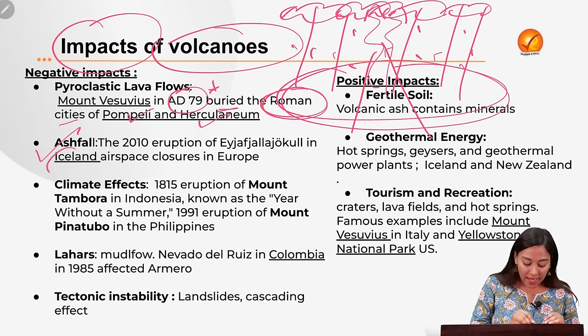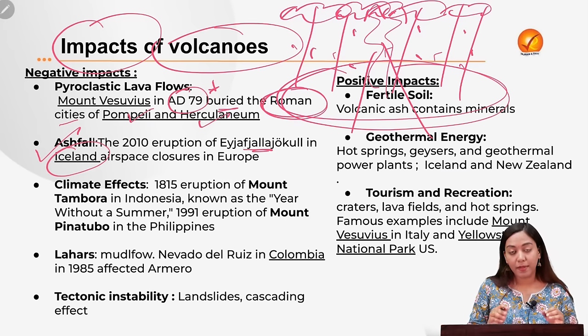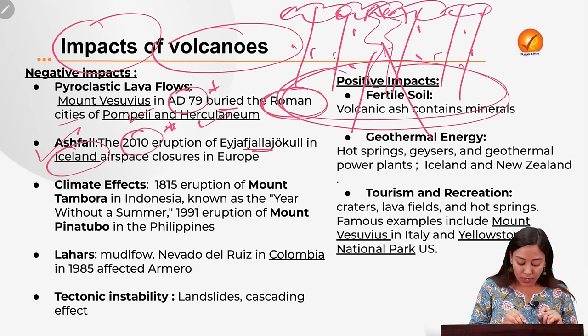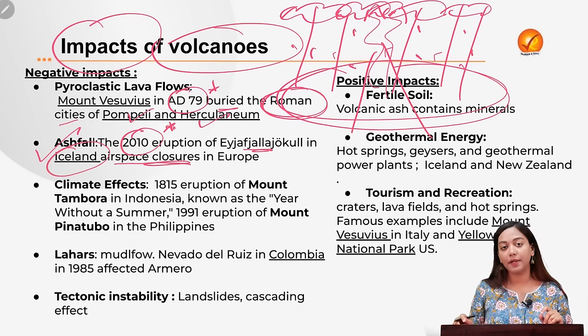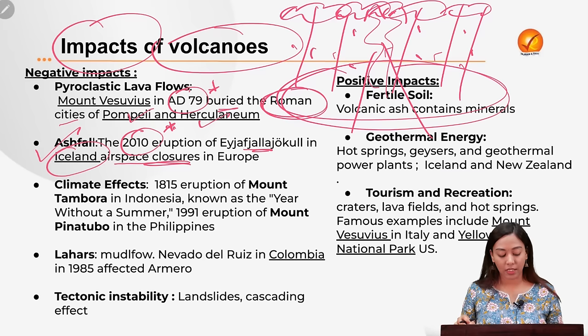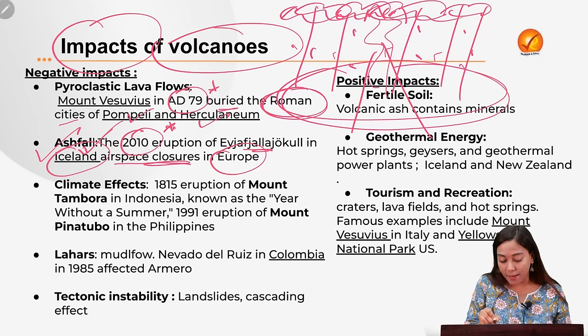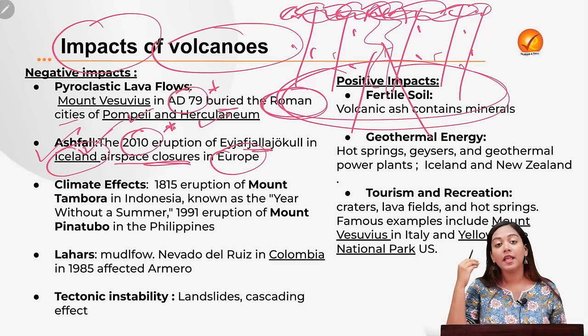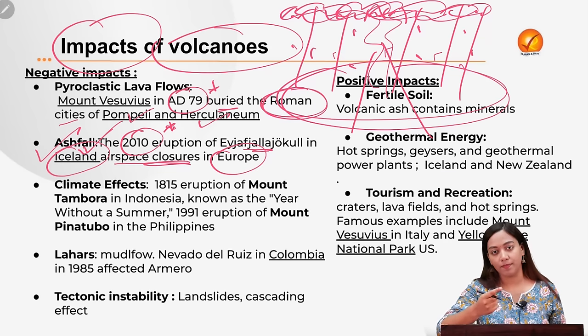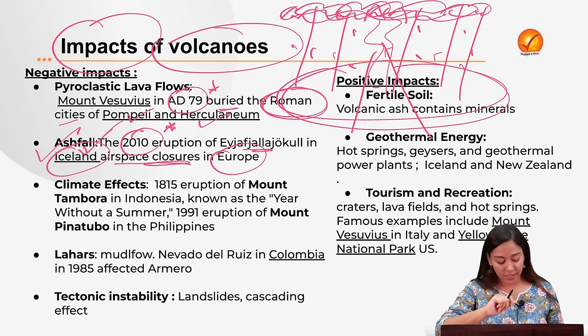Now in Iceland, in this particular place, I'm not the best person to pronounce this, in 2010 an eruption happened where airspace closures happened, leading to huge losses in the aviation economy in Europe. Why? Because of the ash fall. Ash fall means that all of this ash contaminated in the atmosphere got precipitated back, leading to erosion of vision, specifically for the aviation industry.